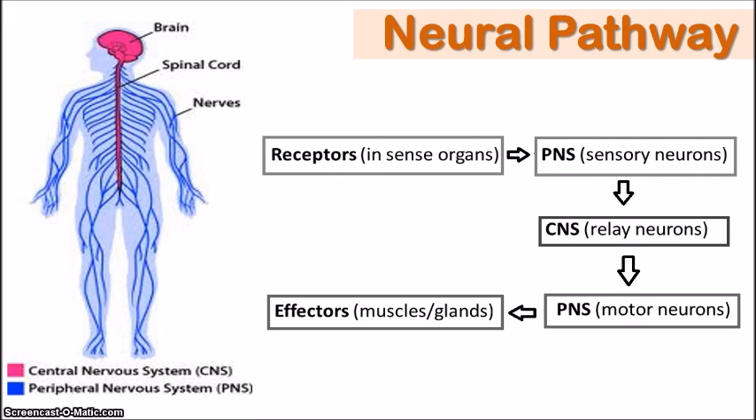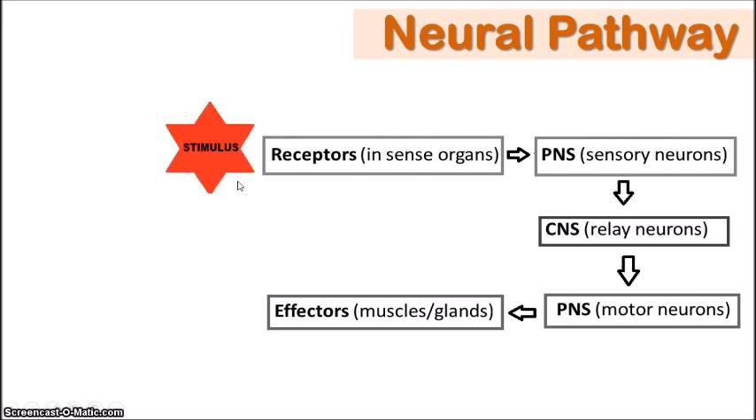So the receptors receive the stimulus, and the effectors are going to respond to the stimulus. Now remember that the stimulus is any change in the environment, and that would include temperature, light, moisture, touch. Anything like that would be considered a stimulus, and that is what the receptors are going to be receiving. And then the response is what is carried out by the effectors.